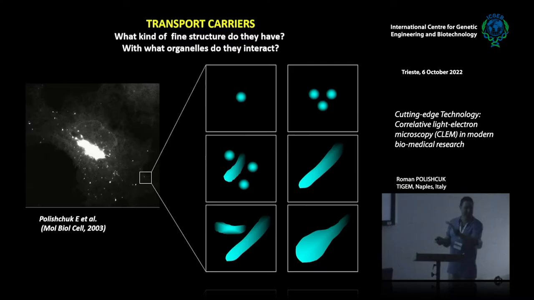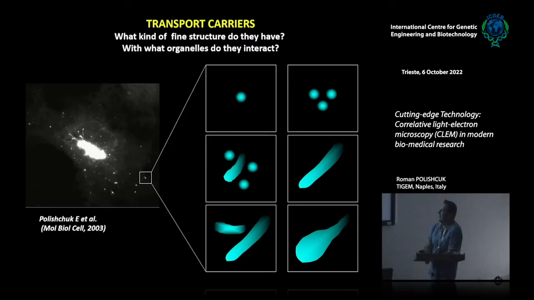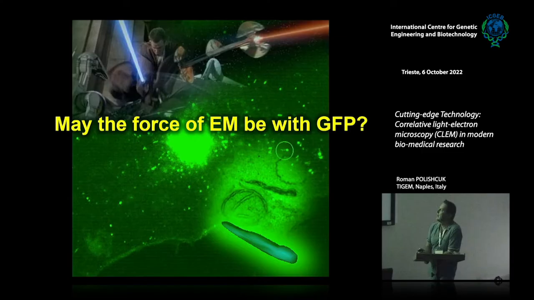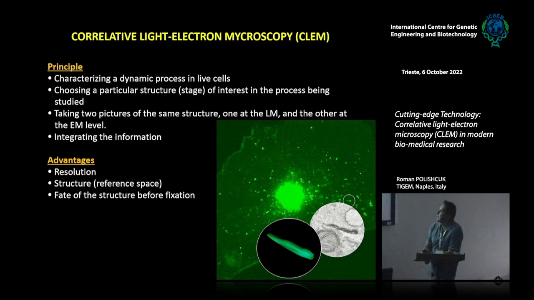Kind of Star Wars, which would join the resolution force of electron microscopy with the ability of GFP to highlight dynamic processes in the cell. Actually, the principle of such CLEM technology would be to characterize a dynamic process in the living cell. Then, once you have characterized that, you have a particular interest in some stages of this process, like formation of a vesicle, its fusion with the plasma membrane, or transition through the cytoplasm.